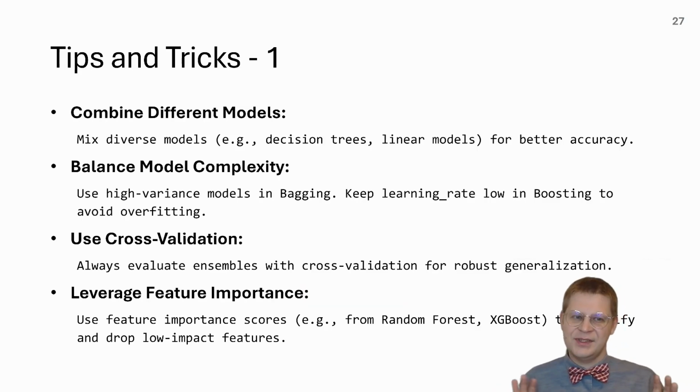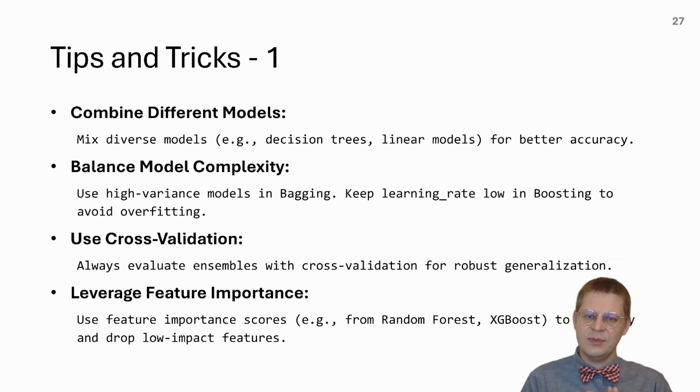And this is the part of tips and tricks. So what can I say? Combine different models. Mix diverse models like decision trees and linear models for better accuracy, and balance model complexity. So use high variance models in bagging and keep the learning rate low in boosting to avoid overfitting. Use cross-validation and always evaluate ensembles with cross-validation for robust generalization.